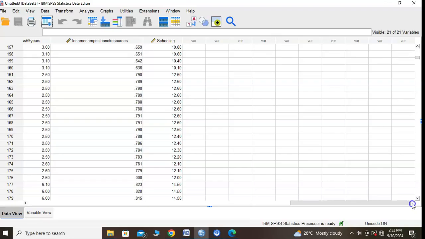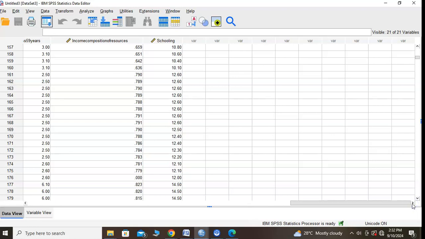Then the R-squared value indicated the proportion of variance in life expectancy explained by the socioeconomic factors. A higher R-squared value, like 0.85, suggested that these factors strongly influence life expectancy.